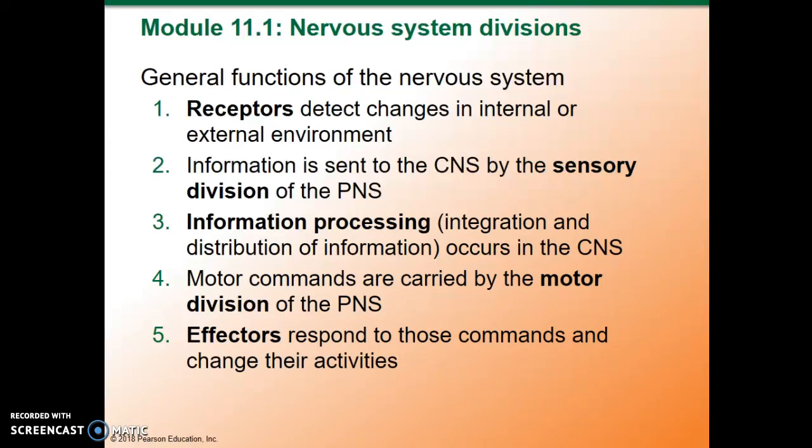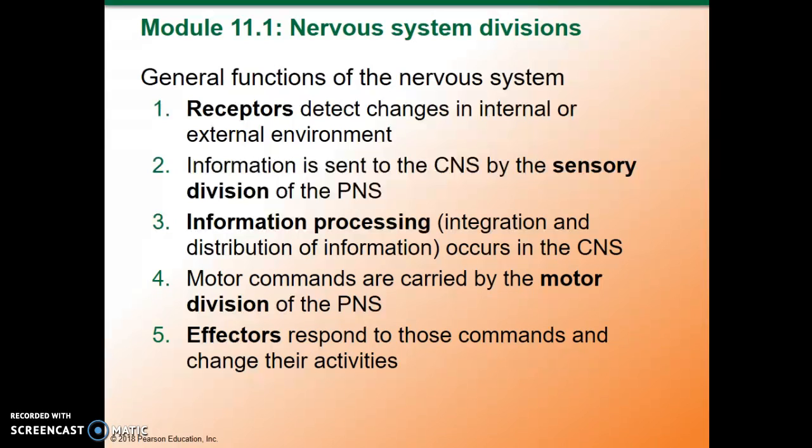There are general functions of the nervous system, and it begins with our sensory receptors that detect changes in our environment, whether it's the external environment or internal environment. This information comes into the central nervous system by the sensory division of the peripheral nervous system.